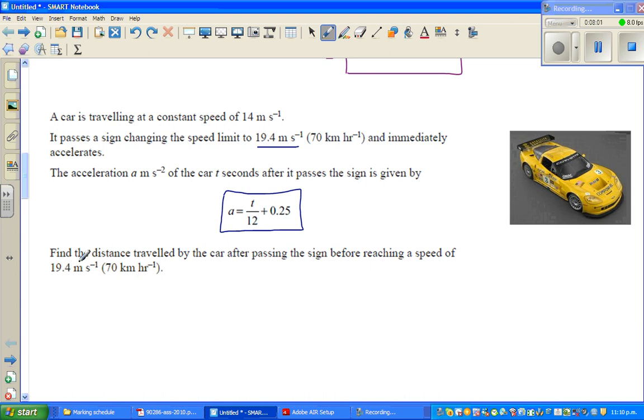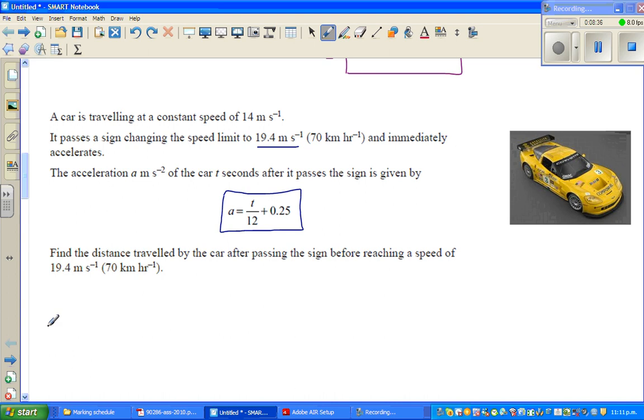So basically what's happened, this car was constantly going at a speed of 14 meters per second. Okay, probably if you change this into kilometers per hour, it is 50 kilometers, I'm not sure. That's not the point. Then the speed sign came, and the car accelerated, and it reached 70 kilometers per hour, or 19.4 meters per second. Okay, so the function of acceleration is this. So you want to find the distance.